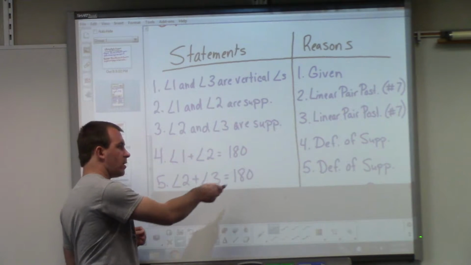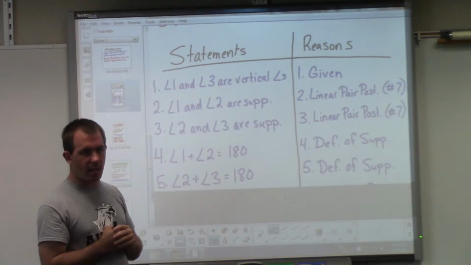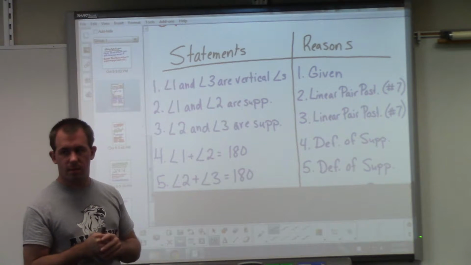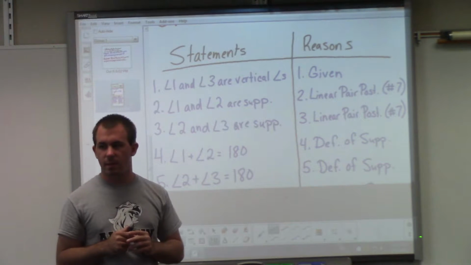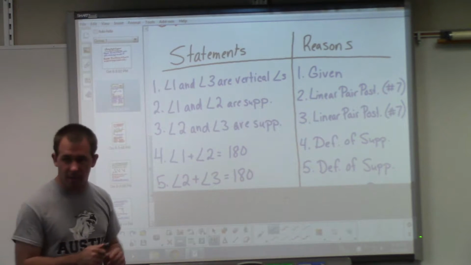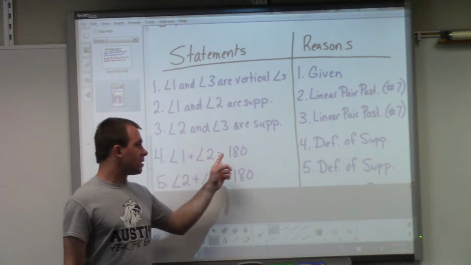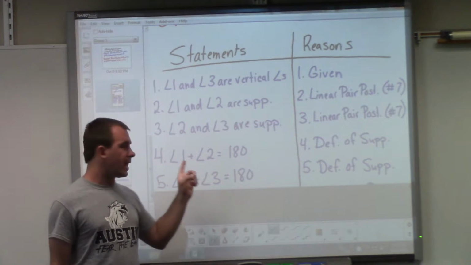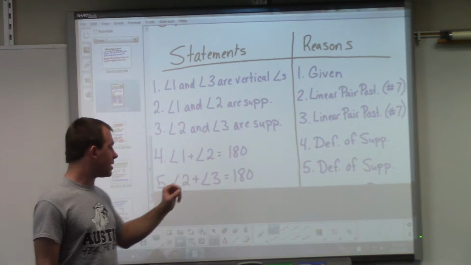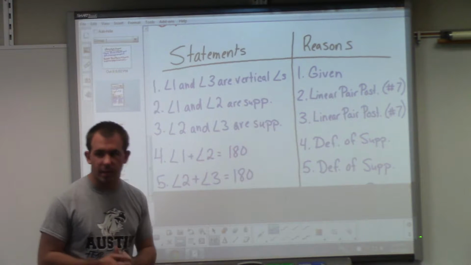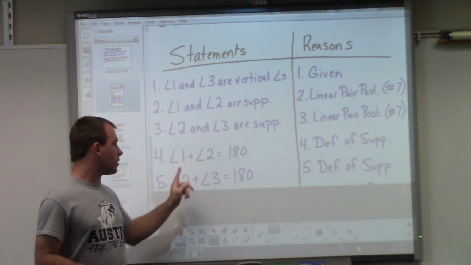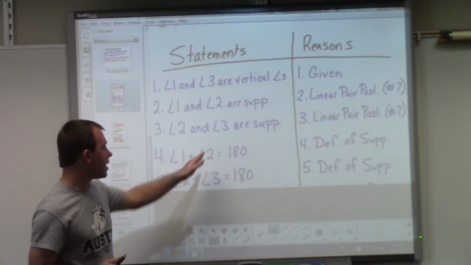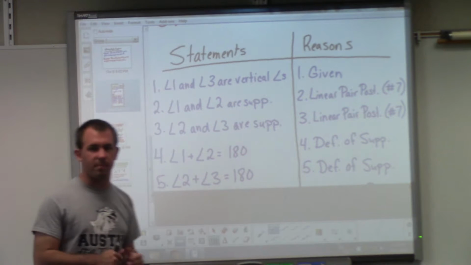So what do you think we can do with these two statements? Yes, very good. Because the 180 is by itself, but it's equal to both of those, we know that we can take angle 1 plus angle 2 and set it equal to angle 2 plus angle 3. So angle 1 plus angle 2 equals angle 2 plus angle 3 because we're cutting through the middleman. We're cutting through that 180 and skipping right over it.